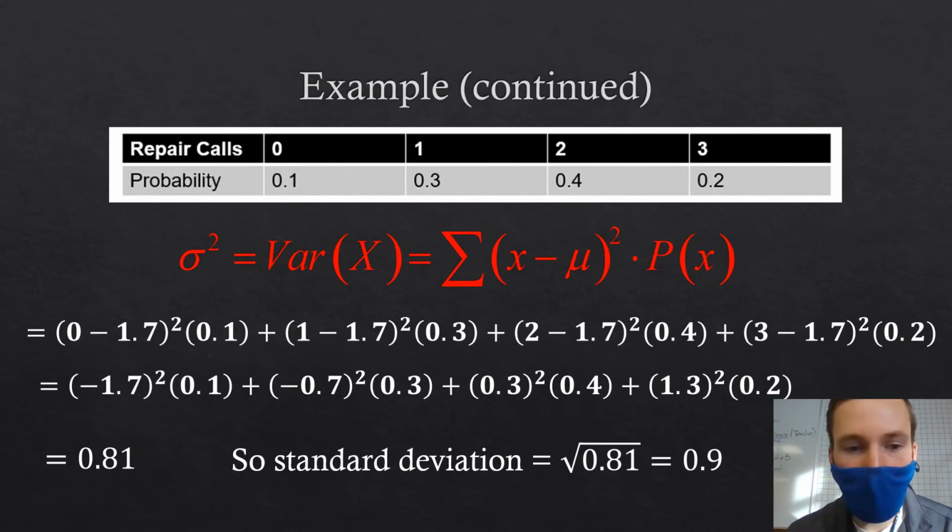If I simplify a little bit, that's what my next line is. I've got negative 1.7, negative 0.7, 0.3, 1.3, and so on. So if I put all of that together, I get 0.81, and that is my variance. So again, to find standard deviation, I just take the square root of that. Like I said, you do not need to know how to do this by hand. I just want to show you how this whole thing works, but in class, I will show you how to do this on your calculator.